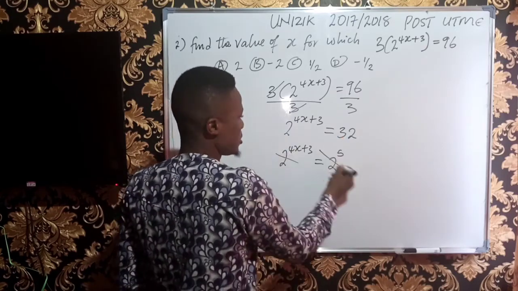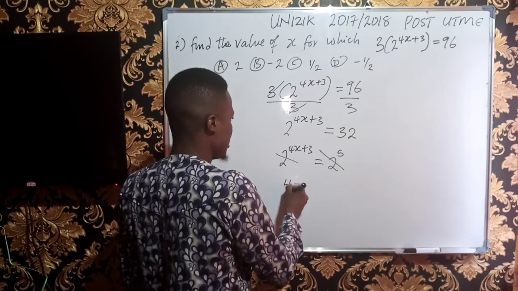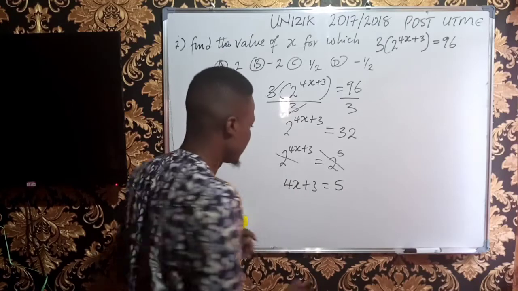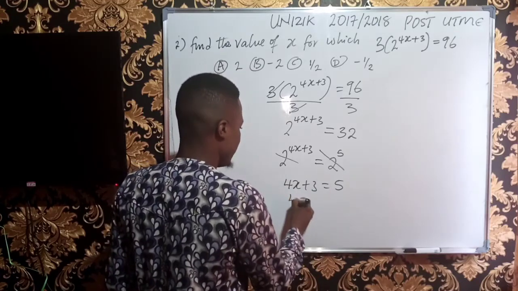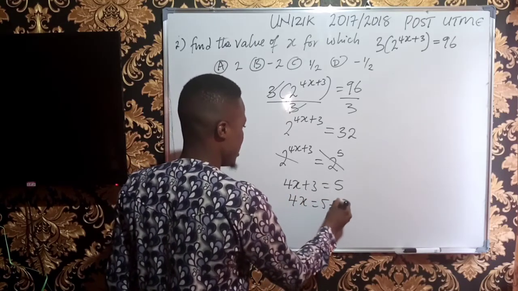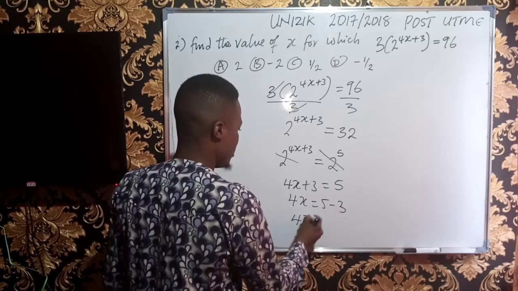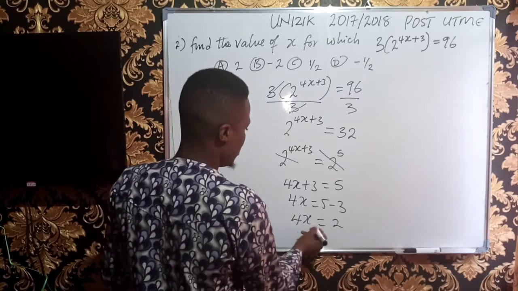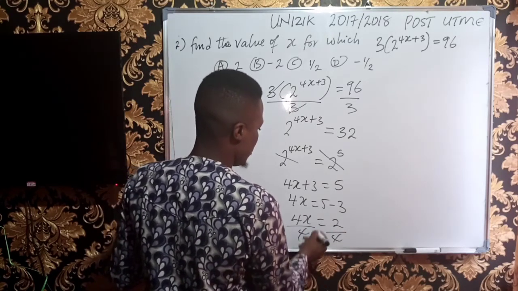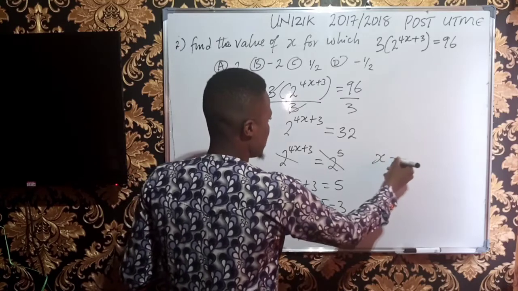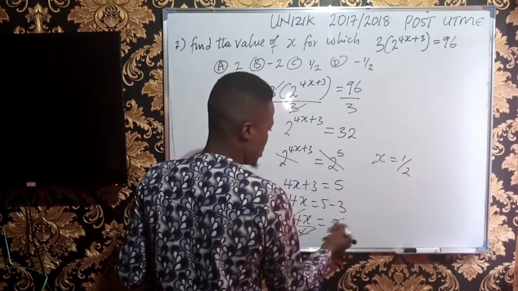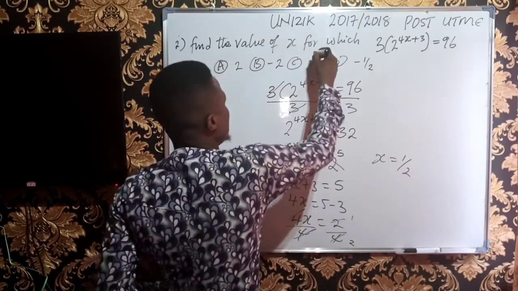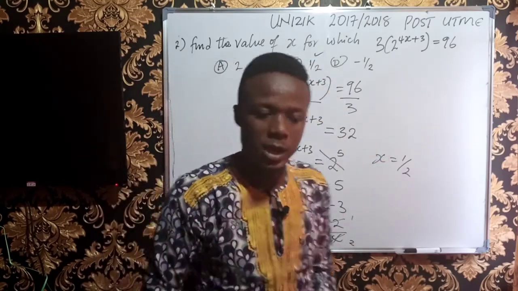So this will cancel out because they're equivalent. We shall now have that 4x plus 3 equal to 5. Let us equate the indices. Now 3 will come here. We'll have 4x equals 5 minus 3, and 5 minus 3 will give us 2. To get the value of x, I'll divide both sides by 4. I'll have 4x over 4 equals 2 over 4. 4 cancels out. So x is 1 over 2 because 2 here is 1 and 4 here is 2. So x is 1 over 2. So this is option C again for number 2. Let's take the number 3.